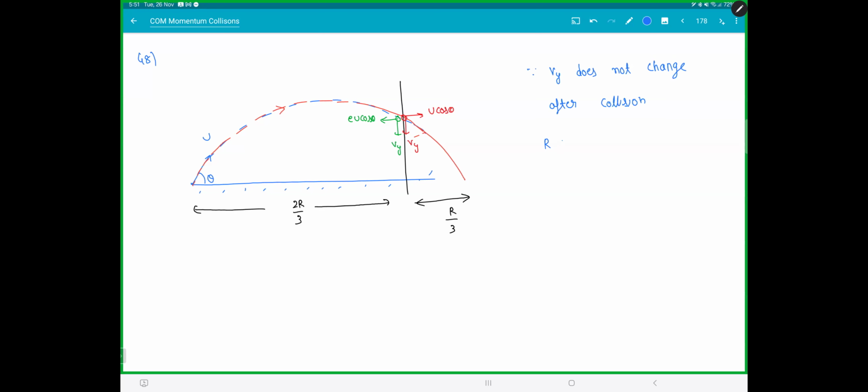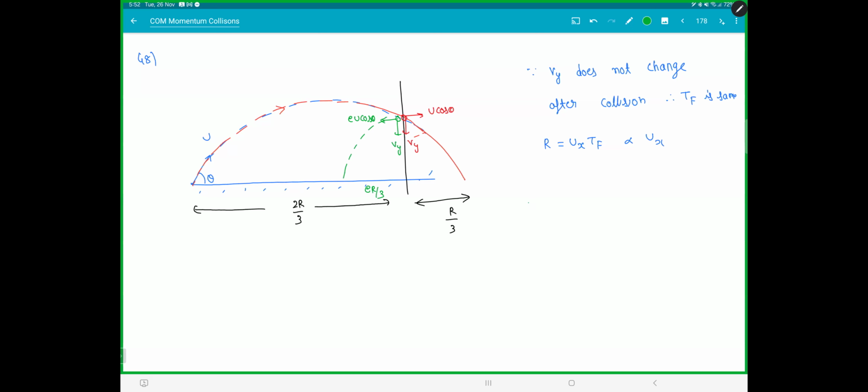Then we know range is equal to horizontal velocity ux into time of flight. If the time of flight is the same, the range is proportional to ux. Now you tell me, for u cos theta, if you travel r by 3, for eu cos theta, how much will you travel? e times r by 3, isn't it? For u cos theta, you travel r by 3. For eu cos theta, you'll travel e times r by 3. Make sense?